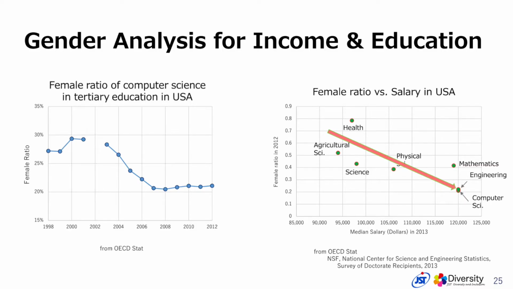So next, I would like to show you the ethnicity. So I will talk about computer science and following that, AI. This problem was raised by Elizabeth 2 years ago. So look at this picture. This is the female ratio of computer science departments in tertiary education in the United States. It was 30% around 2000, but it decreased, and is saturating around 20%.